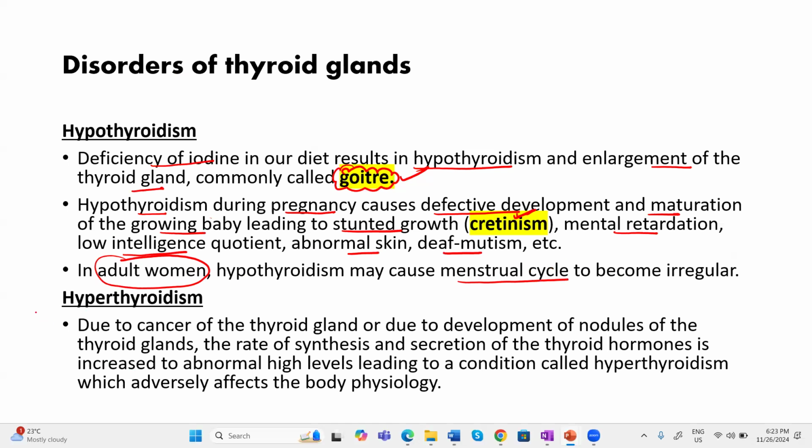Clear? Now, hyperthyroidism. Due to cancer of the thyroid gland or due to the development of nodules of the thyroid gland, the rate of synthesis and secretion of thyroid hormone is increased to a very high level, leading to the condition of hyperthyroidism, which adversely affects the body physiology.